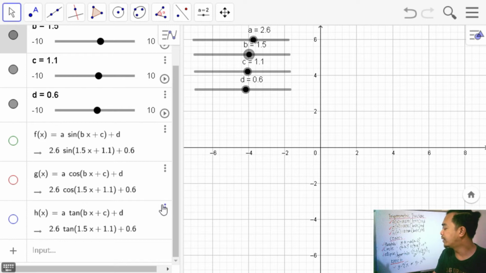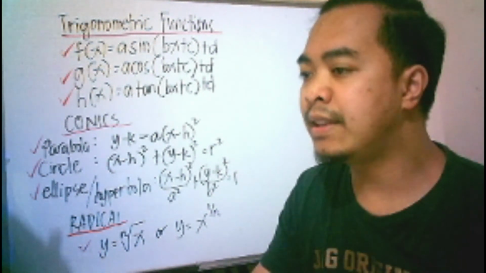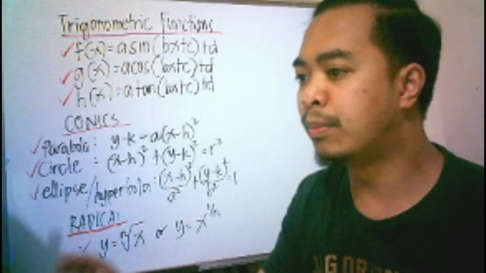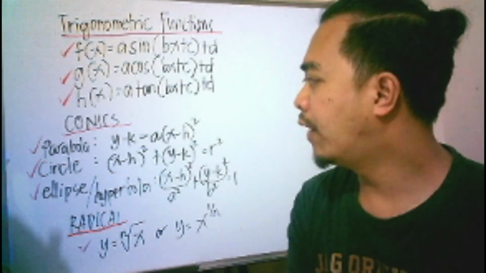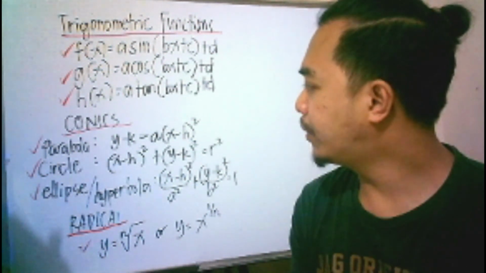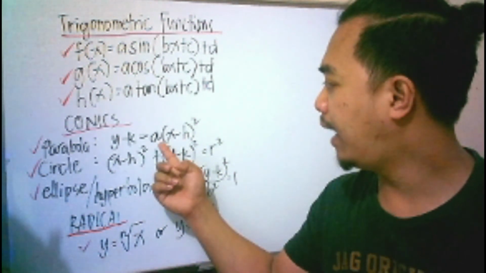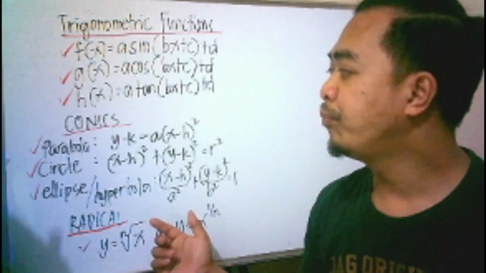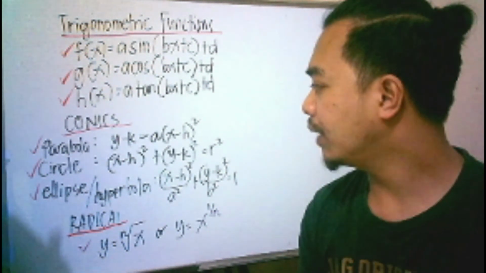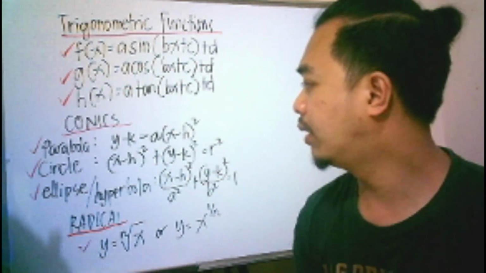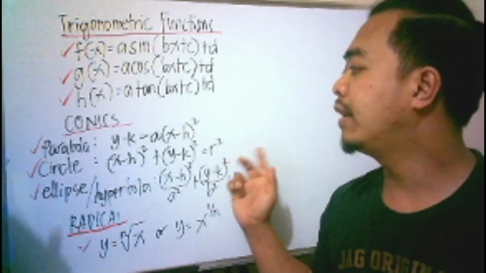Let us graph our parabola, circle, ellipse, or hyperbola using a slider. So we can see here in the board beside me, I have written already the standard form of our conic sections. They involve different parameters. We have a, but we have h and k. So h and k here for a parabola represent the vertex. For a circle, h and k is the center. And of course, we have r, that's the radius of the circle.